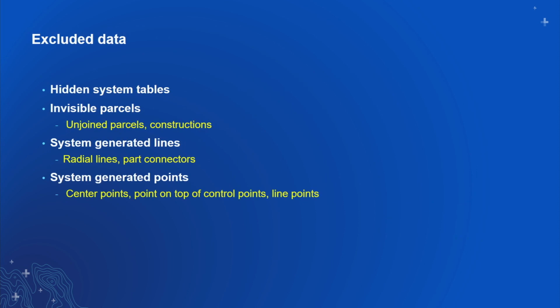A complete description is in the help. What is not brought across, and this is probably more important, are any hidden system tables like the jobs table and the adjustment level data, which is not used in Pro. Invisible parcels are not brought across. So if you have unjoined parcels, before you upgrade, you want to rejoin them to your parcel fabric. System-generated lines like radial lines and part connectors, which are for multi-part parcels, will not be brought across, as well as system-generated points like center points and redundant points that are on top of control points. And once again, we don't use line points anymore, so those won't be brought across.